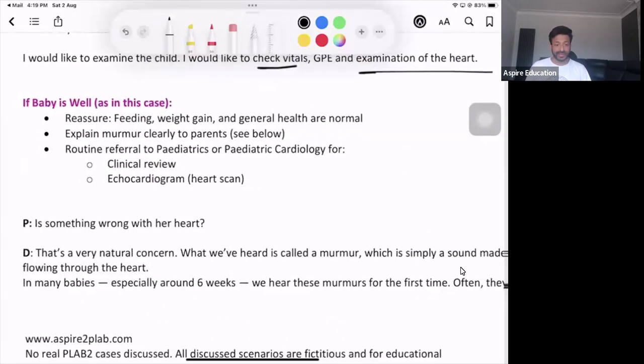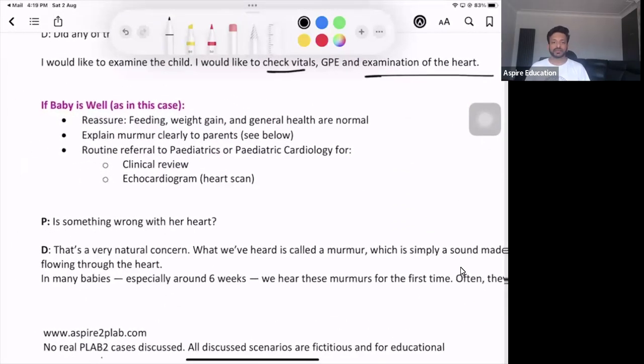So what is the management? You have to reassure. And I would say one thing about PLAB 2, especially pediatric cases: most of our scenarios in pediatrics are reassurance stations, and this is also one of those. So you do reassurance, but make sure you give the warning signs as well. At the moment, there is nothing to worry about, but what are the alarming symptoms? You need to give those symptoms as a warning sign.